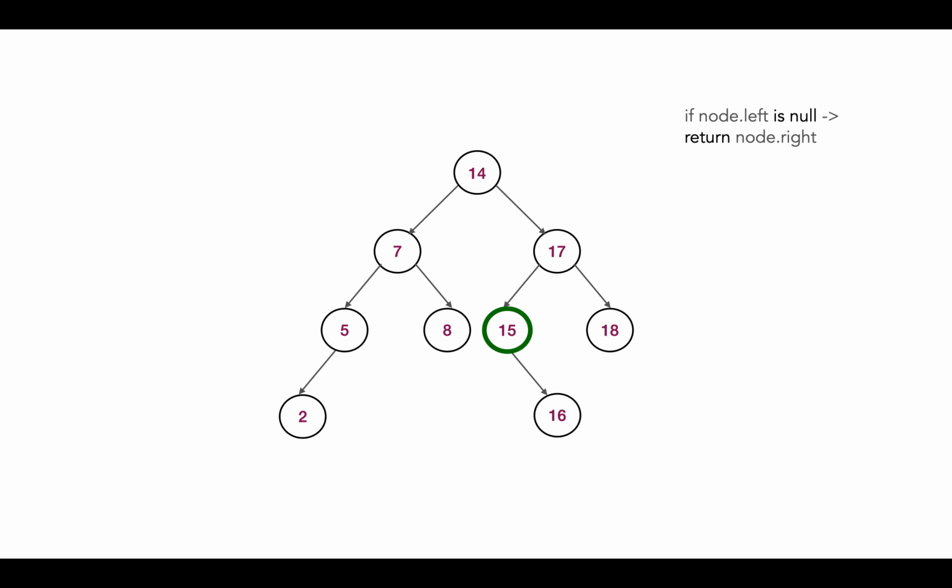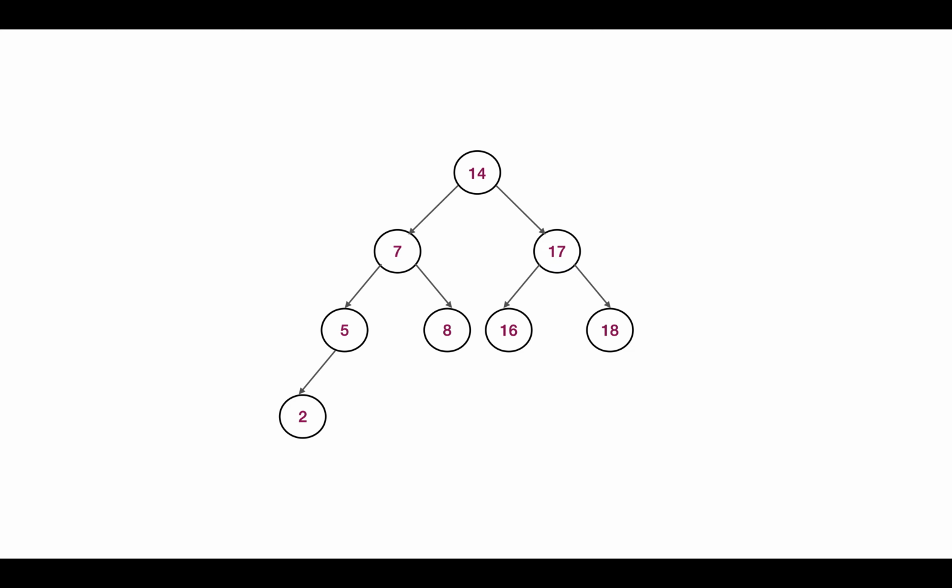Now the second case, when the node has a single child. If the node only has a right child, which means the left of the current node is null or none, then we can return the right child as a replacement. Assume that we wanted to remove this node 15 from the tree. It only has a right child, so we can return this 16 as the replacement. Now, when the node only has a left child, then we can just replace the node to be deleted with the left child.